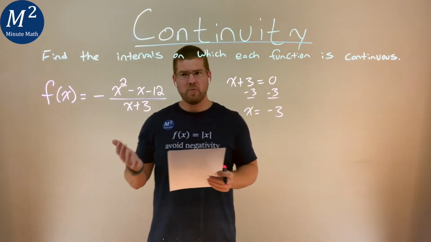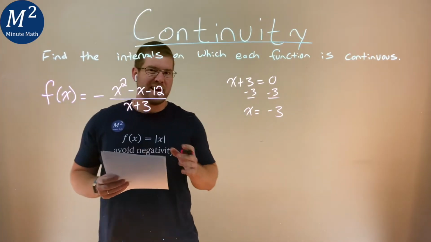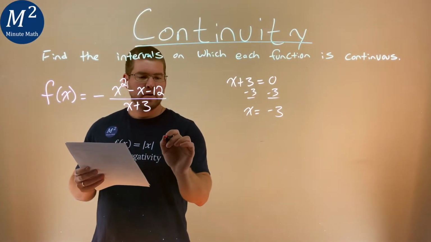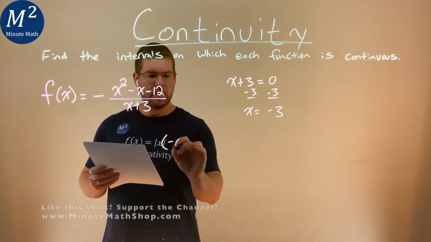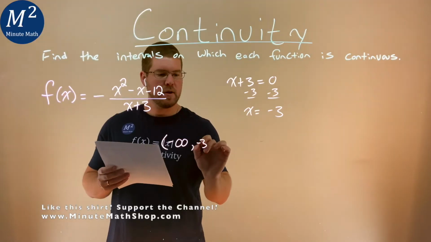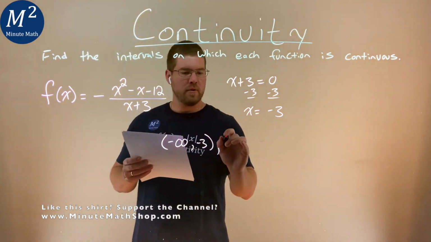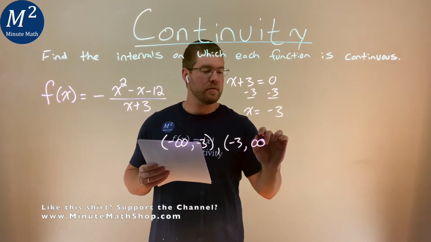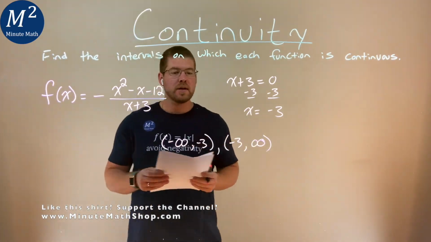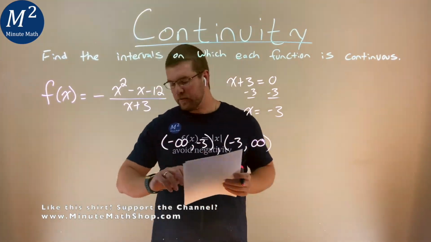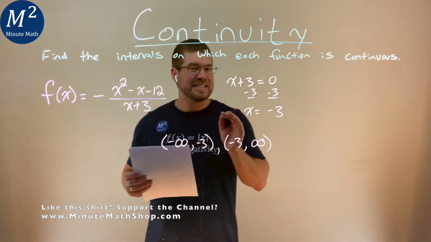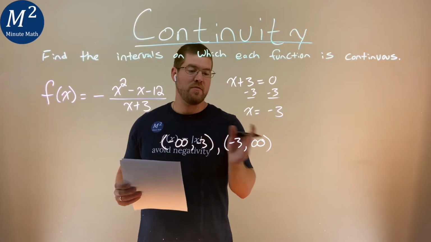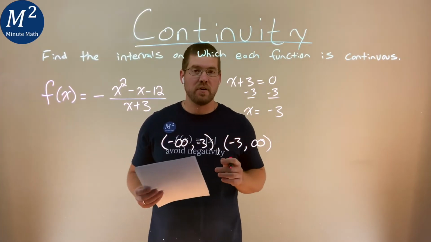And what we know about rational functions here is that it kind of exists pretty much everywhere else. So it's continuous from -infinity to -3, then from -3 to positive infinity, right there. But notice again the parentheses there at -3. Parentheses at -3 tell us that it's not continuous there at -3, just every other value. And that's our final answer.